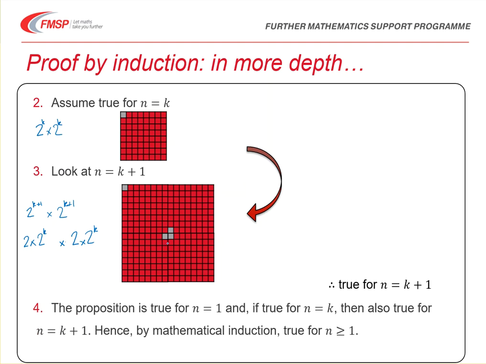We proved that the proposition was true for n equals 1, and that if it was true for n equals k, it was also true for n equals k plus 1, and so by mathematical induction we've proved that the proposition is true for all integer values of n greater than or equal to 1. It's a proof that I really like.